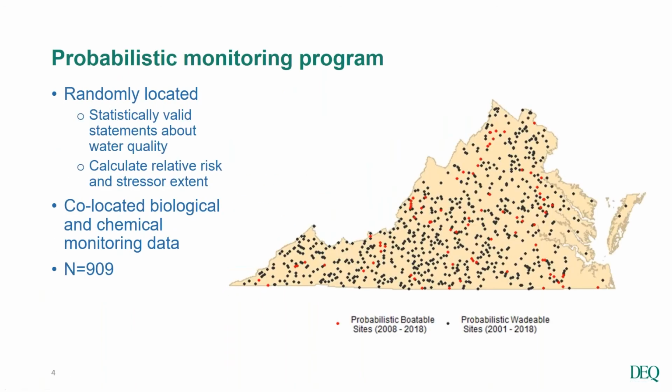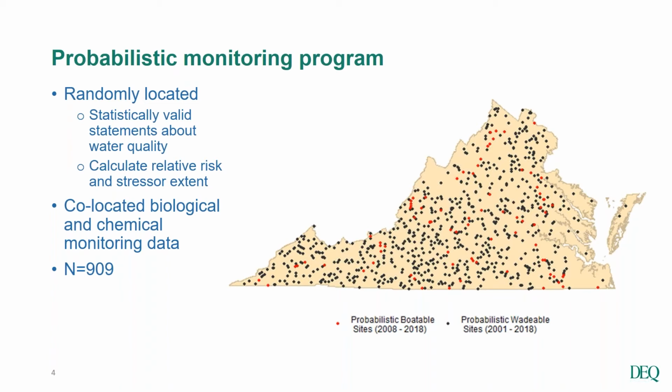So really the data that's working behind the scenes in the tool is this data from the probabilistic monitoring program. And these are stations that are randomly located across Virginia. And so that allows for a really robust and powerful data set because they are randomly located, we can make these statistically valid statements about water quality across Virginia.